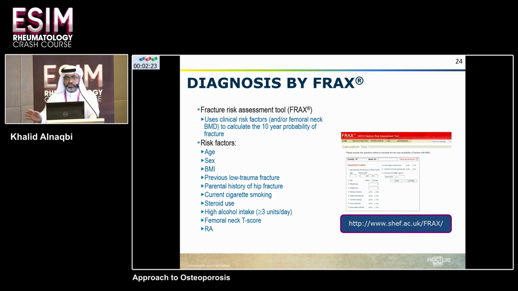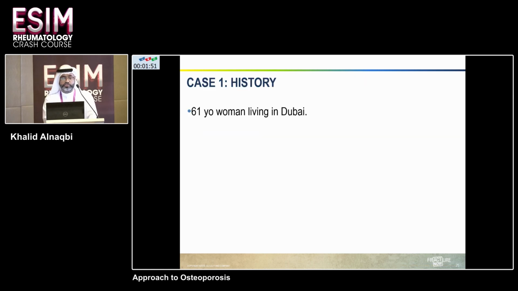Diagnosis by FRAX, I told you about the FRAX, and this is how it looks. The fracture risk assessment tool uses clinical risk factors to calculate the 10-year probability of fracture. It uses age, sex, BMI, previous low trauma fracture, parental history of hip fracture, current cigarette smoking, steroid use, high alcohol intake, more than 3 units per day, femoral neck T-score, and presence of rheumatoid arthritis. There is a new modified FRAX, but unfortunately the people who invented it want money, so every time you use it, you have to pay them. Sucks, by the way, because it should be free.